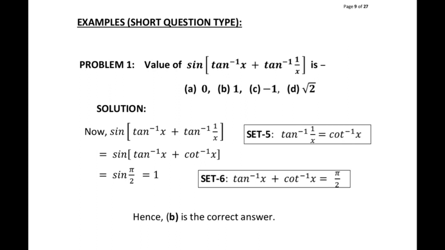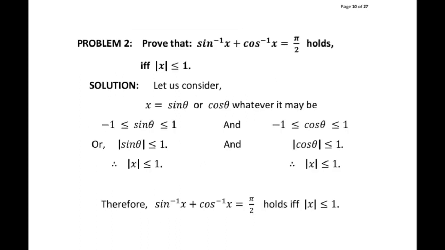Accordingly, we get the second step as sin of (tan inverse x plus cot inverse x), and here we have to apply another formula from set 6, which is tan inverse x plus cot inverse x equals pi by 2, and we get the third step as sin pi by 2, which is nothing but 1. Hence B is the correct answer.